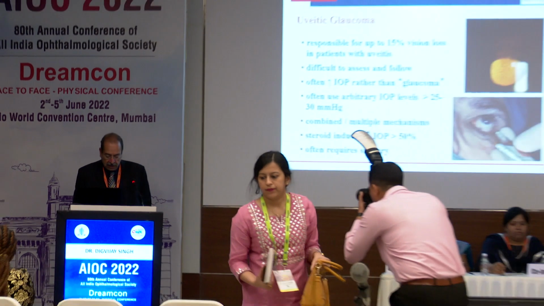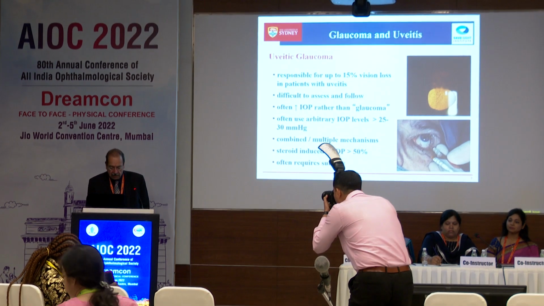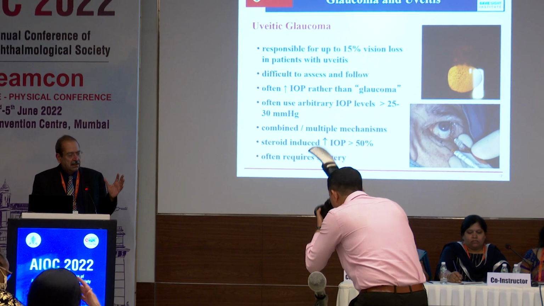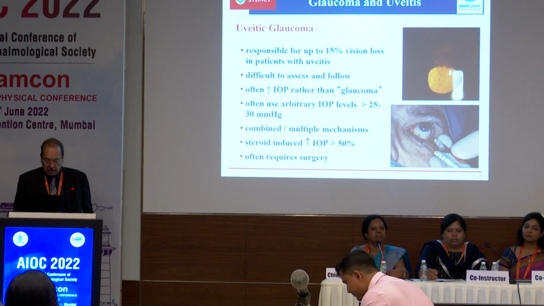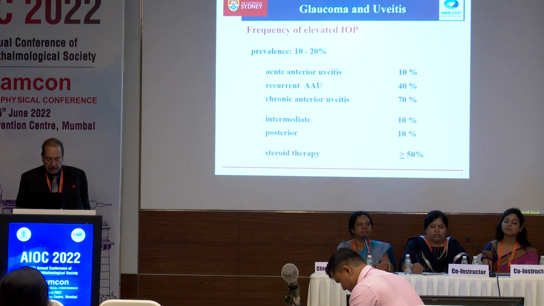Uveitic glaucoma is responsible for up to 15% of visual loss in patients with uveitis. And it's more often an elevation of intraocular pressure rather than glaucoma. And steroids are responsible for 50% of this pressure elevation. So the other thing is, of course, this often requires surgery to fix.